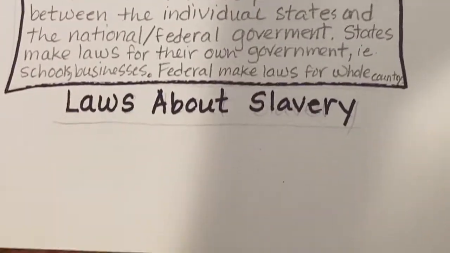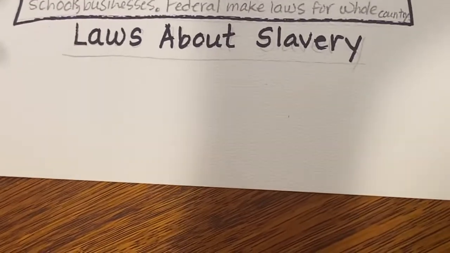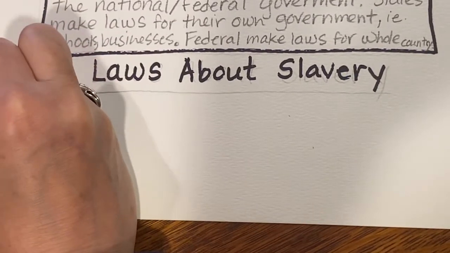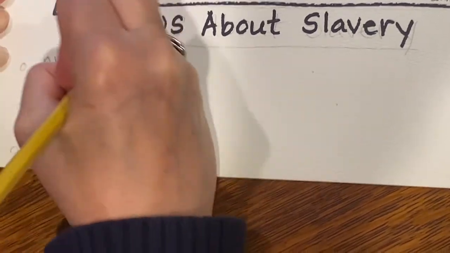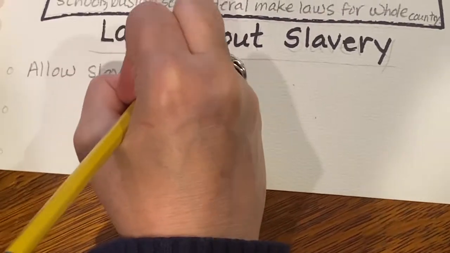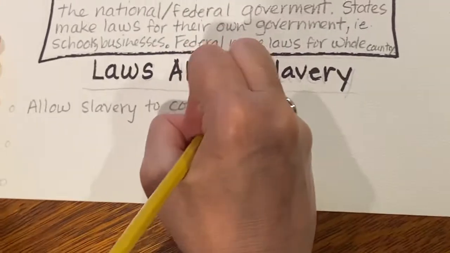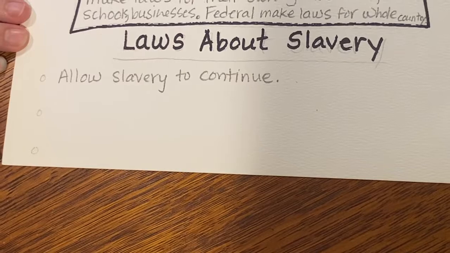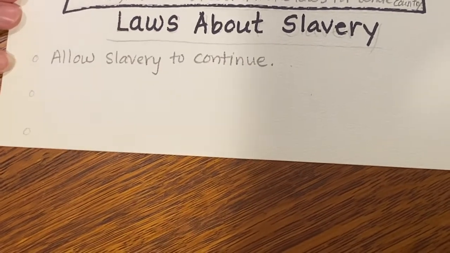Now, laws about slavery. There were three main laws that we talked about in this segment. The first one is that they're going to allow slavery to continue. Remember, they got a lot of pressure from the southern states. Southern states threatened to leave the Union if they didn't allow slavery to continue.